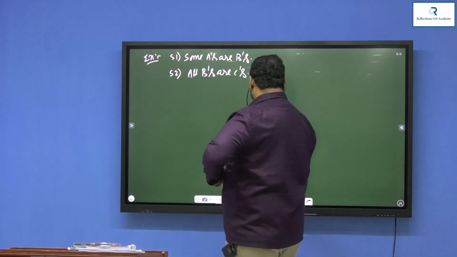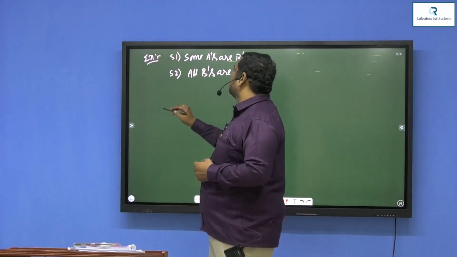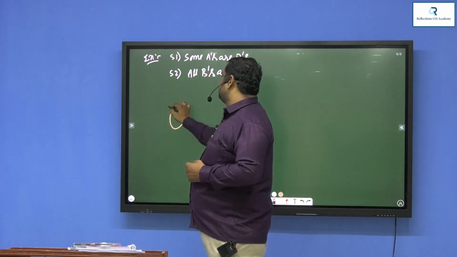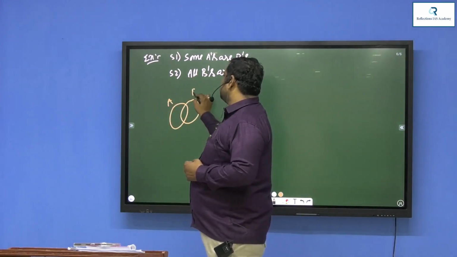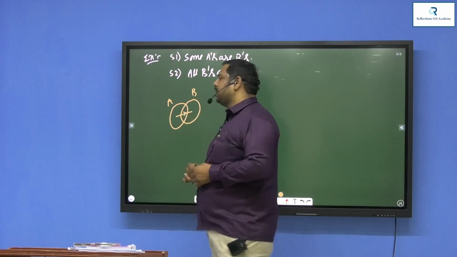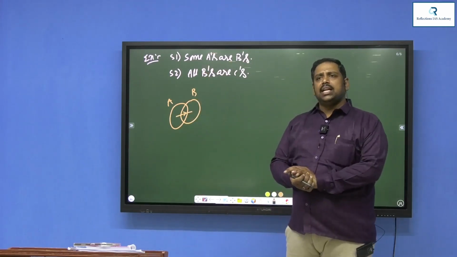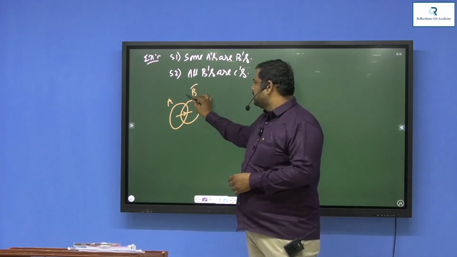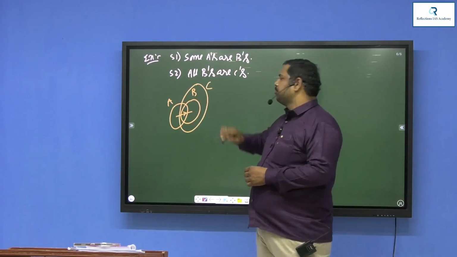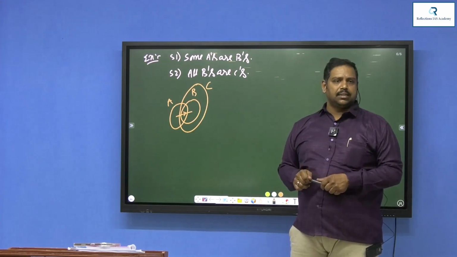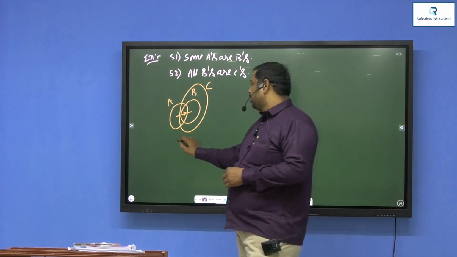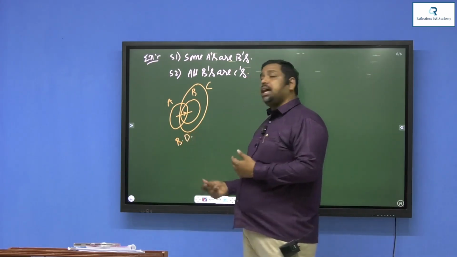Okay. So what I can say is, basic diagram I am drawing. Some A's are B's. If it is A, if it is B, some relation is there, so I have to keep an arrow mark like this. Okay. First statement, basic diagram completed. Next one, all B's are C's. This is the basic diagram, right or wrong? Okay, basic diagram completed.